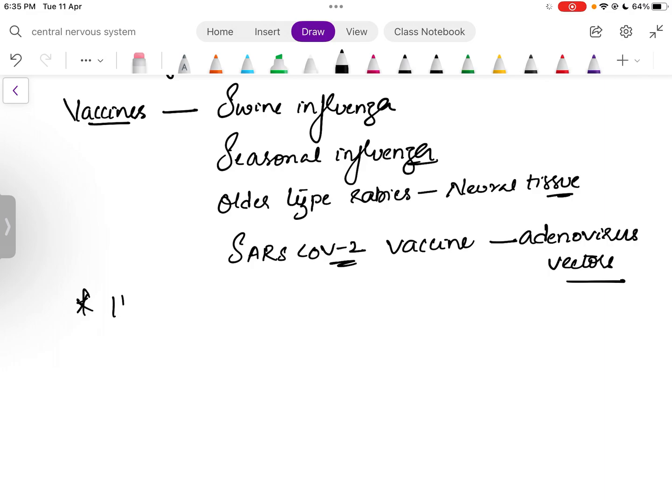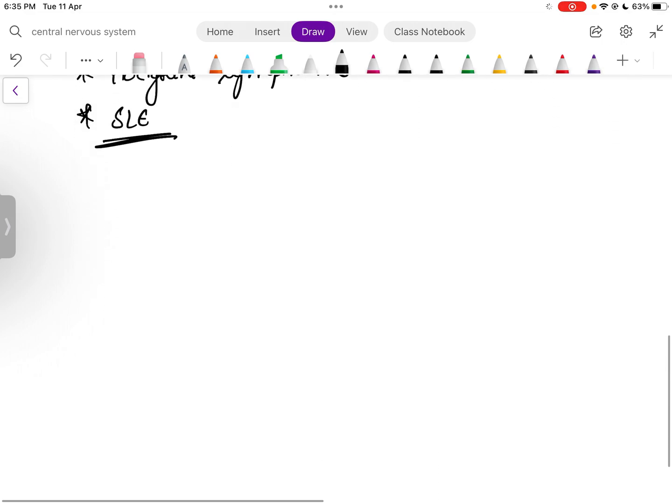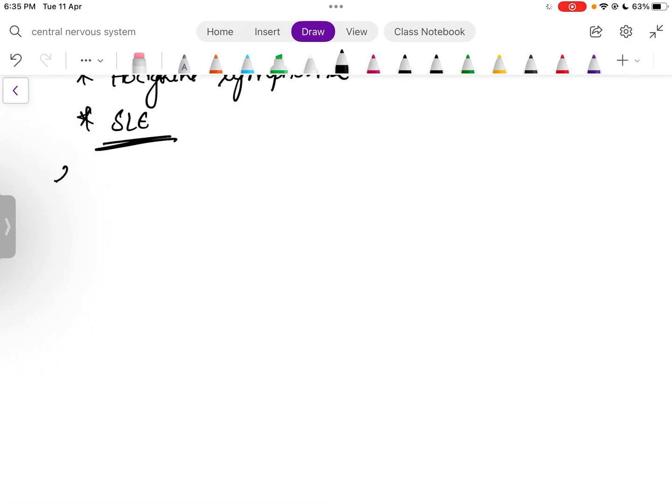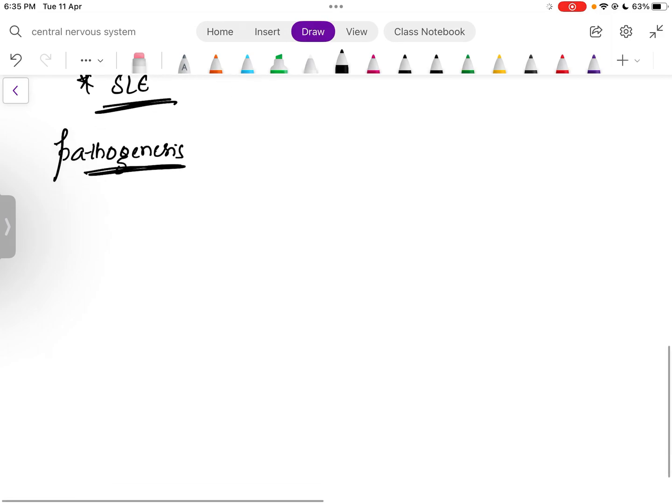Next, Hodgkin's lymphoma can cause Guillain-Barré syndrome, and systemic lupus erythematosus patients can also have Guillain-Barré syndrome. So we have seen the etiology. Now we'll see the pathogenesis. What is the basis for Guillain-Barré syndrome?